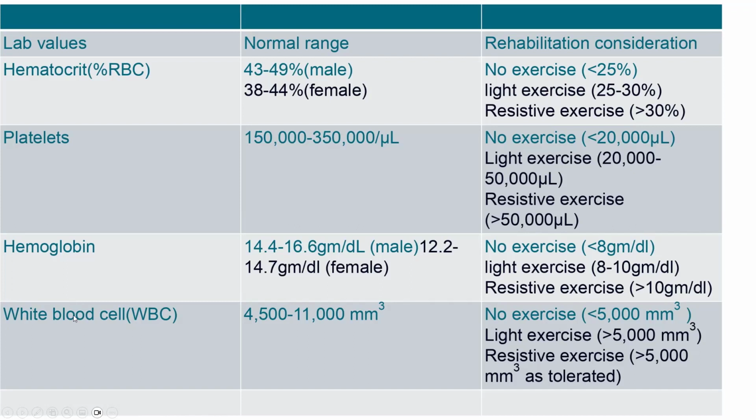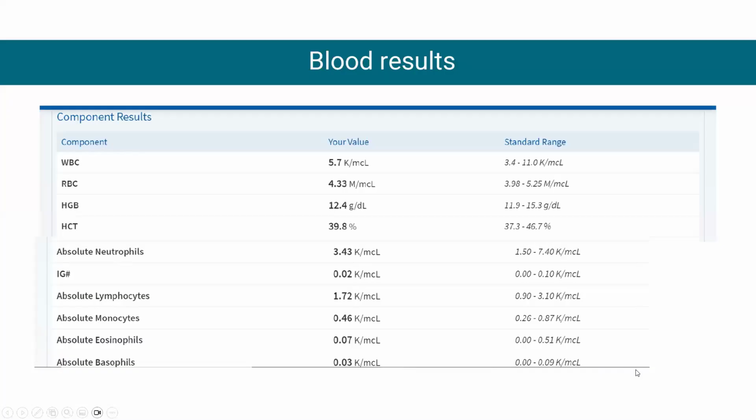White blood cell count. The normal range should be about 4,500 to 11,000 per millimeter squared. If it is below 5,000, no exercise. If it is above 5,000, light exercise. Some resistive exercise as tolerated could also be resumed if the number is above 5,000. But we will see other guidelines for these numbers, more precise guidelines.